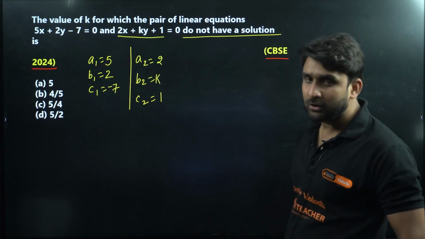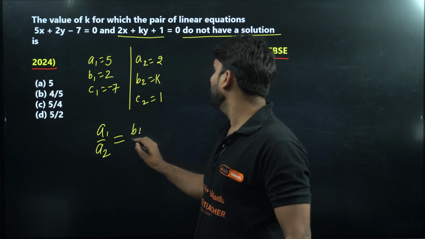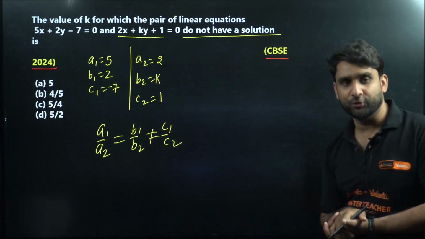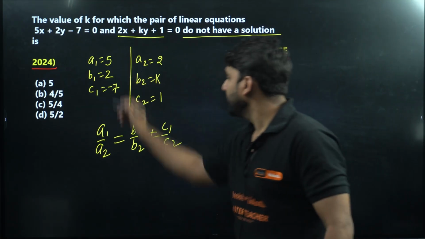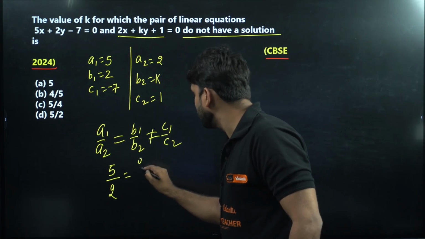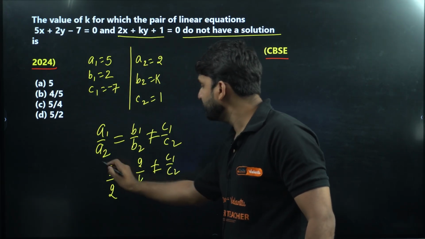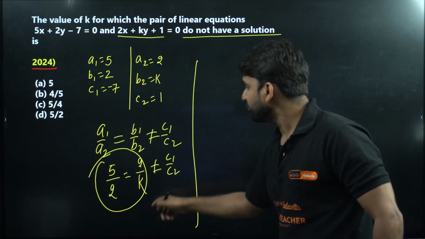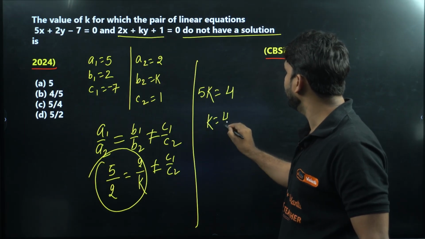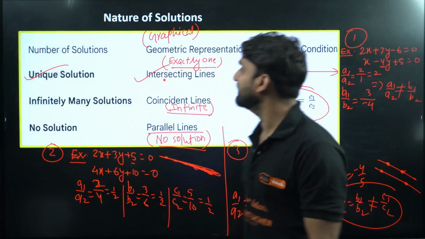And for no solution, what is the criterion? A1 by A2 is equal to B1 by B2, but not equal to C1 by C2. So this is the situation for no solution. Now put the values. A1 is 5, A2 is 2, B1 is 2, B2 is k, which is not equal to C1 by C2. Now solve this. You can take these two to solve. Cross multiplication gives 5k equals 4. So k will be equal to 4 by 5. This is the answer. Is there any option? Option B. Can you see? Option B will be the correct answer.